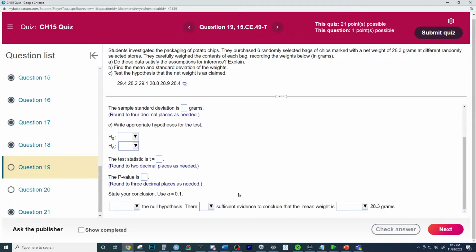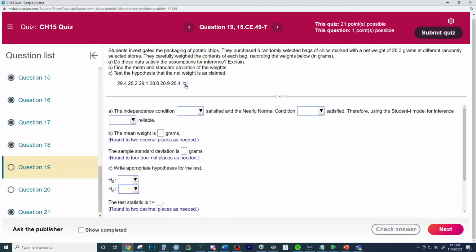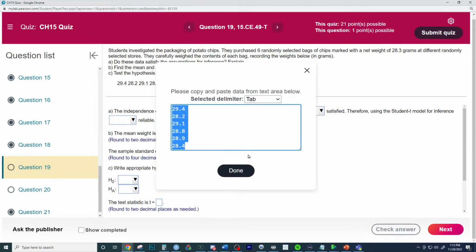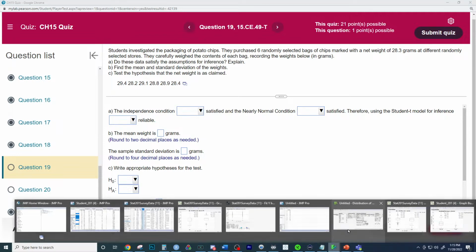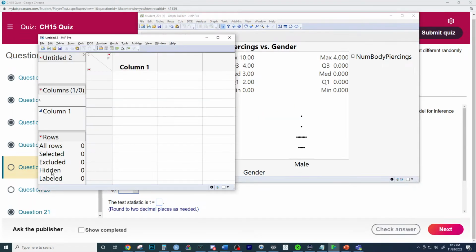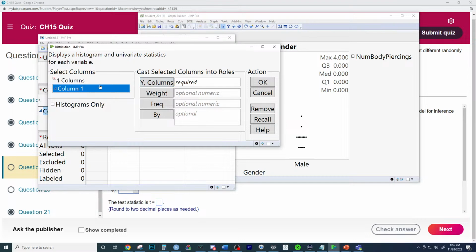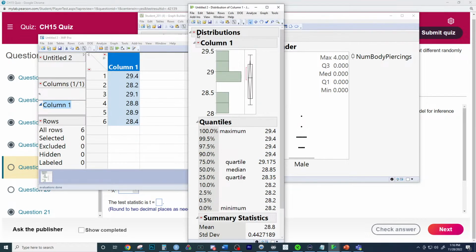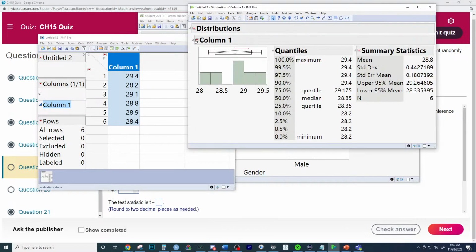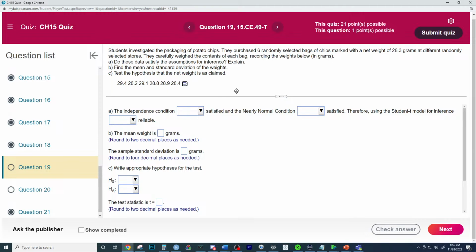Oh, the data. Now I have to do the data. T statistic. I'm just doing this for fun right now. Why not? Let's go over here. Run the data. Ooh, that's such a small sample. It's not weird though. So that means you can do it. And what value are we testing? They purchased 6 with a marked net weight of 28.3.